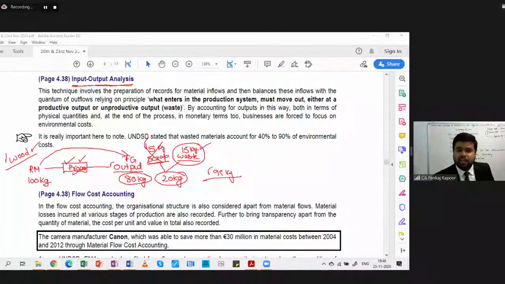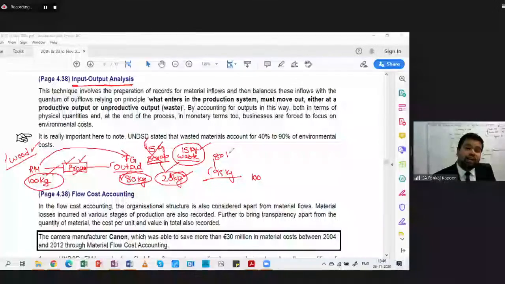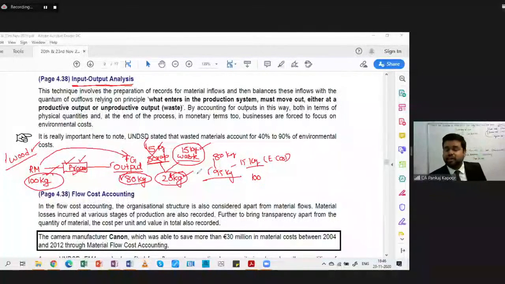But out of 100 kg, let's say 80 kg is converted into output and the 20 kg is pure waste. Then instead of taking the purchase value of the 80 kg, I must take the purchase value of the 100 kg. It means I'm also considering the purchase cost of this 20 kg as my cost of production, because I wasted the material. Agreed? But what I need to do is specifically recognize that out of the 100 kg, or out of the 95 kg, 80 kg is productive output, whereas 15 kg is unproductive output, and in its bracket I must mention the environment cost. Agreed?